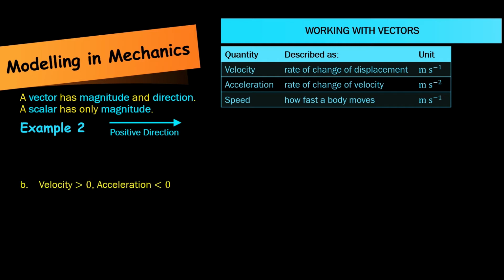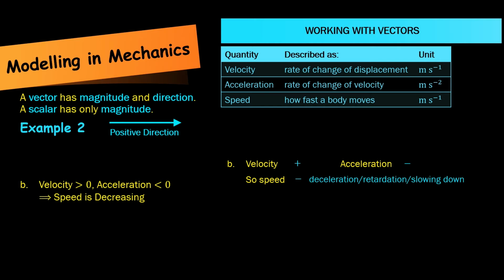And now for part B. We have that velocity is greater than 0 and acceleration is less than 0. Therefore, velocity is positive and acceleration is negative. And therefore speed is decreasing. We also refer to this as deceleration, retardation, or slowing down. So to sum up, the particle is moving to the right and its speed is decreasing.